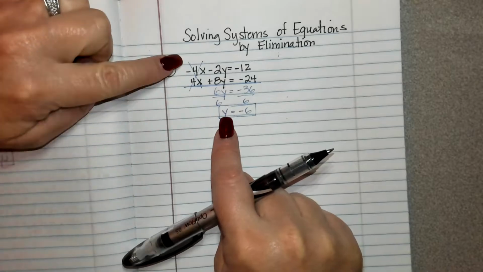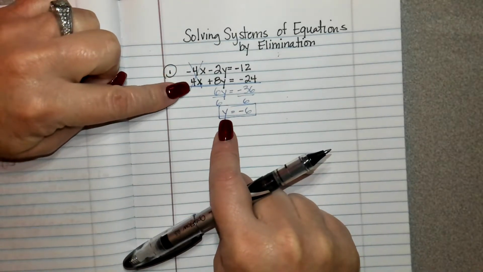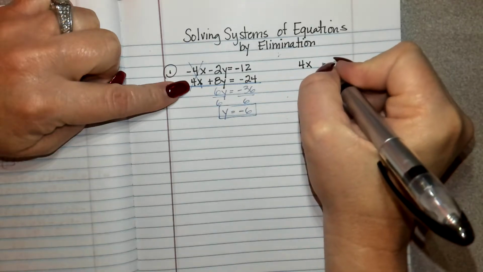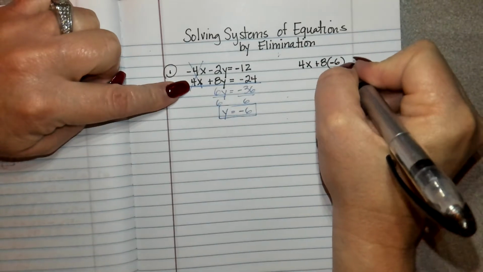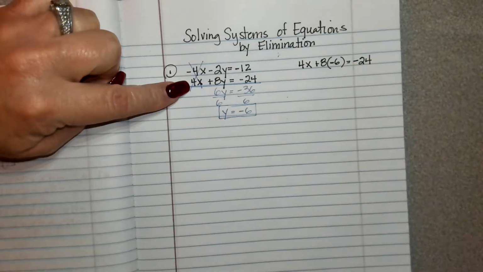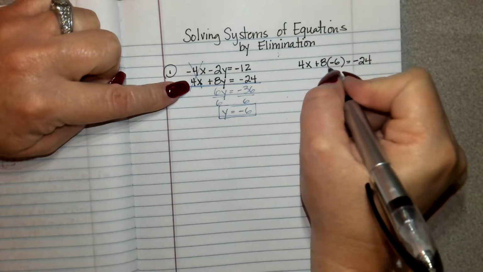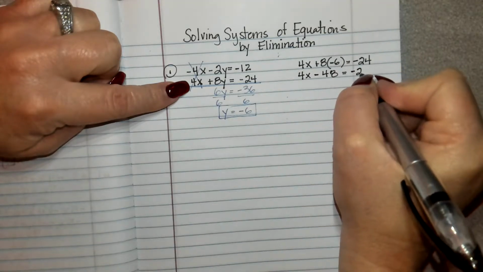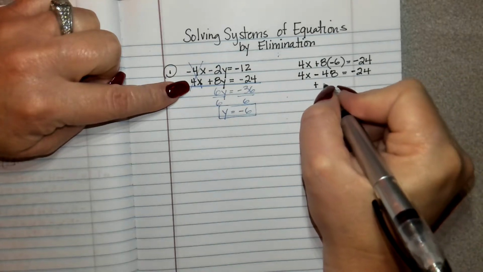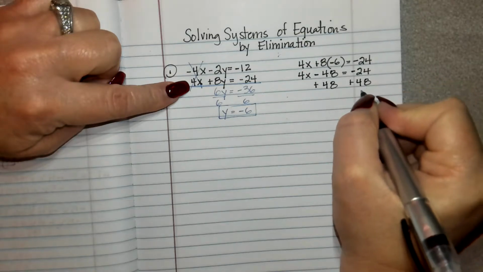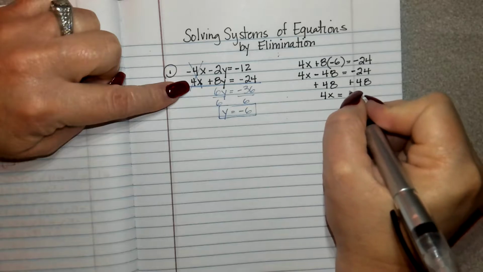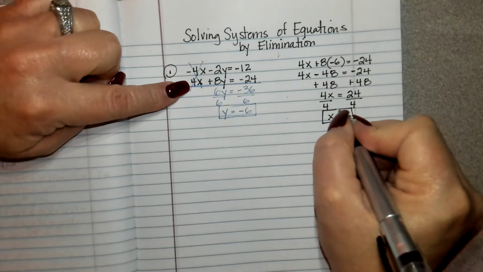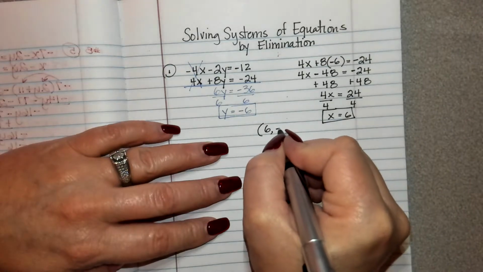So I take this and plug it back into one of these. I'm going to plug it back into this one that has the positive. Everywhere I see a y, I'm going to plug in a negative 6. So you have 4x plus 8 times negative 6 equals negative 24. It doesn't matter which one you use, just use one of them. Go ahead and multiply. So you've got 4x minus 48 equals negative 24. Then you add 48 to both sides, and you get 4x is equal to positive 24. Divide by 4, x is equal to 6. So your solution is at 6, negative 6.